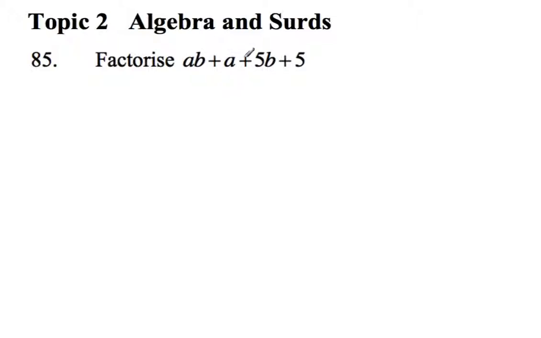Now there's nothing common that goes all the way through all 4 terms, but there is something common in the first pair and in the second pair. So the method here is to factorize in pairs. That's the name of the method. What's common in those first 2? A is common. We'd need to multiply a by b to get ab, and a by 1 if we wanted to get to a again.